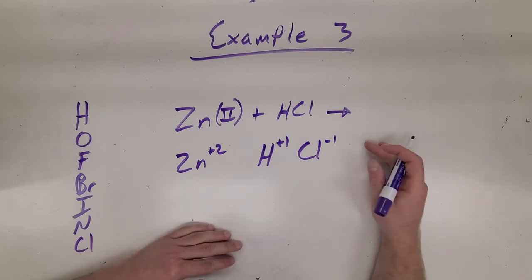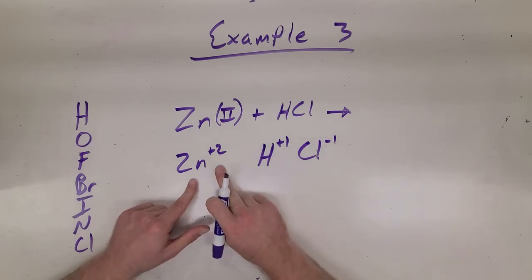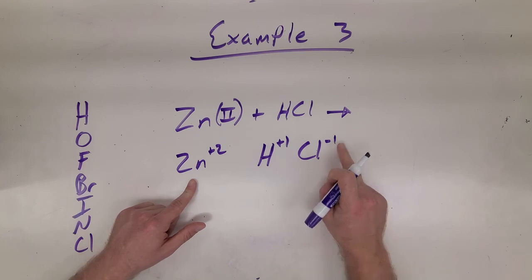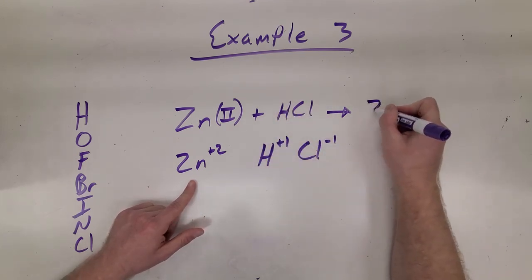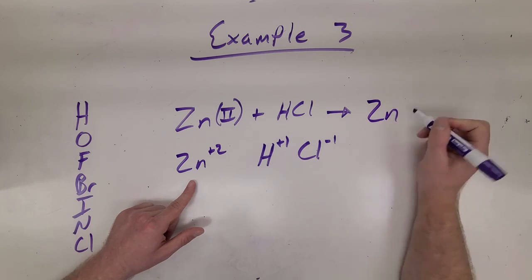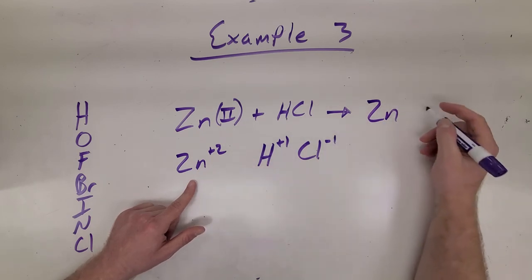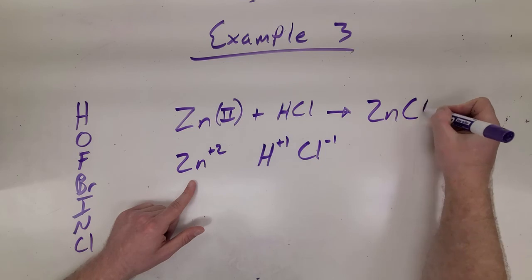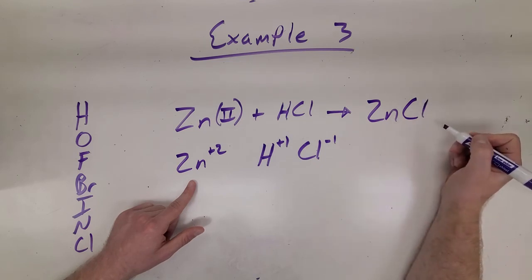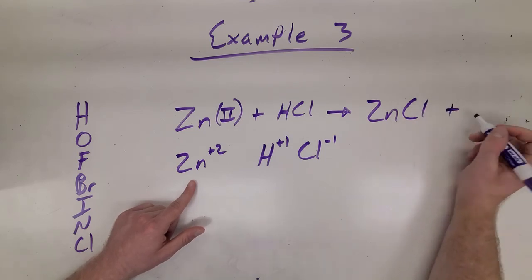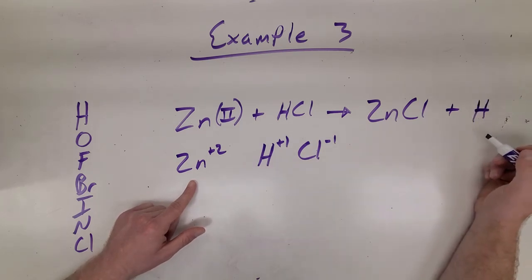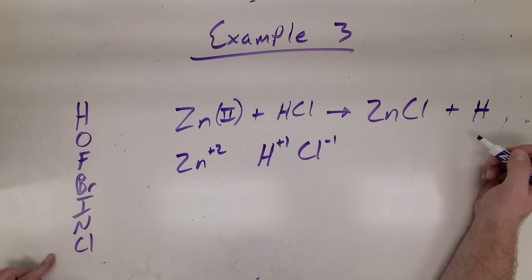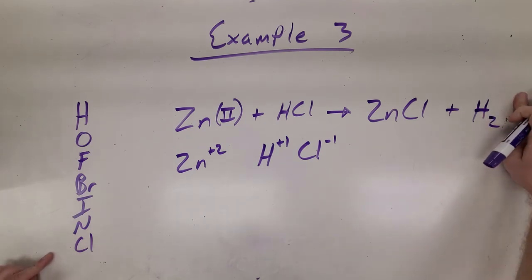And then we just find the opposite charges. Zinc is positive, so it's going to want to bond with the negative over here. So we would rewrite that. Zn, positive gets written first. Cl. And then hydrogen is left by itself. It's the only element left. It's a part of Hofbrinkel, so we put a 2 after that.